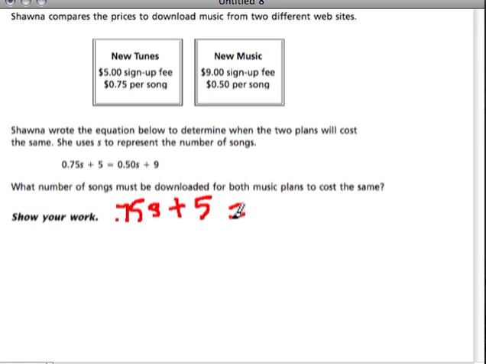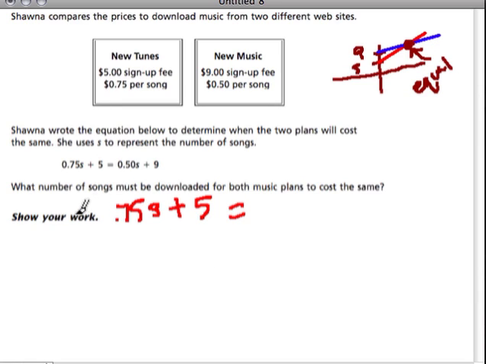fee. And at some point, let me do a little sketch over here. Let's say 9 is up here, and then 5 is down here. Let's say New Tunes is in red. New Tunes is more expensive, it's 75 cents per song. So even though it's starting lower, the price will eventually go past our cost for, let's write in blue, New Music. New Music starts off at 9, but its rate of increase isn't as dramatic. So at some point, these two plans will cross each other, which means at some point the money is equal.